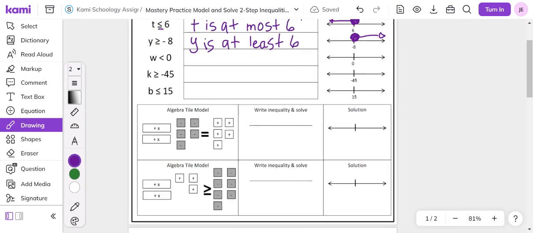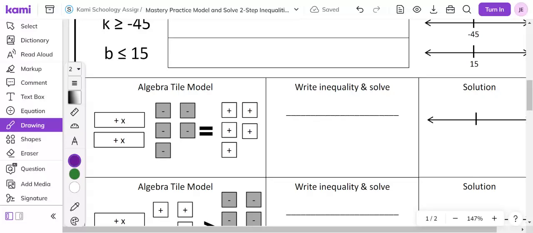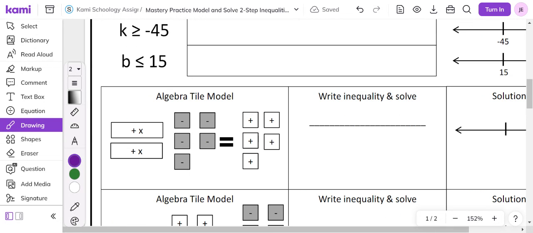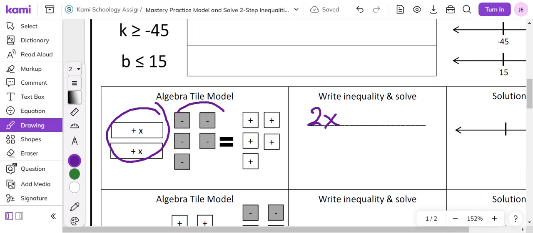So now we're going to move into the writing and solving of two-step inequalities. In order to write the inequality, we're going to take a look at the models here to the left. There's two variable x's, and they're positive. We can just say 2x and combine like terms. And then there's 5 negatives, which is subtracting 5. And for this one, we're just going to say is equal to 5.